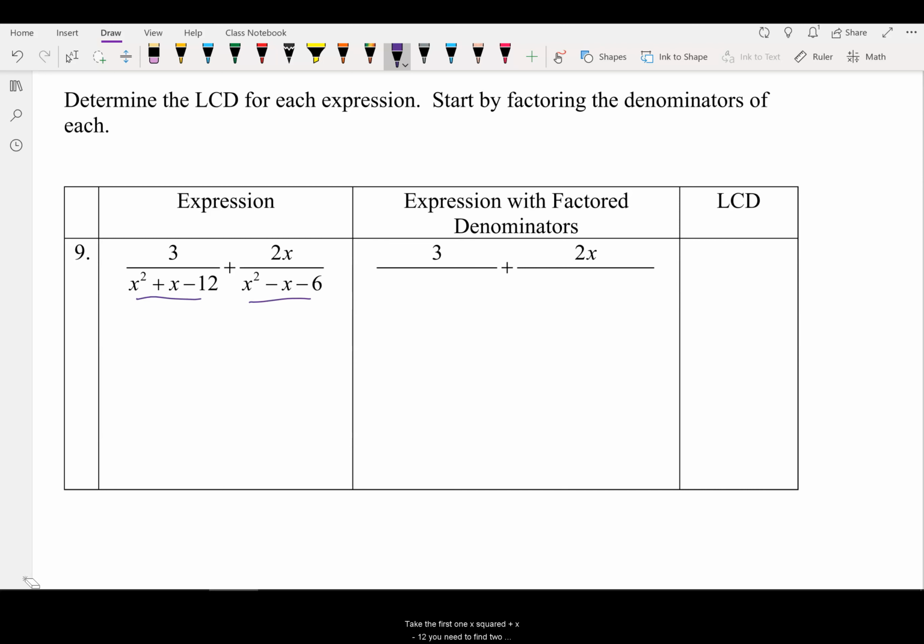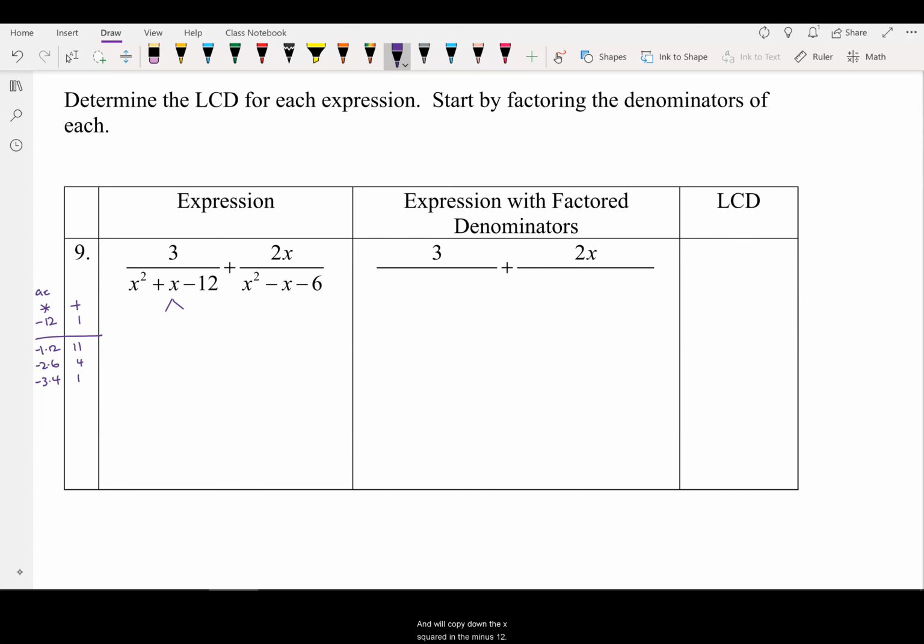Let's take the first one, x squared plus x minus 12. We need to find two numbers that multiply to be negative 12 and add to be 1. So 1 times negative 12 is how we get the negative 12, and b being 1 here with the x is what we need to add to. And we can write down factors of negative 12. Negative 1 and 12, if we add we get 11. Negative 2 and 6, if we add those we get 4. Negative 3 and 4, we add those we get 1.